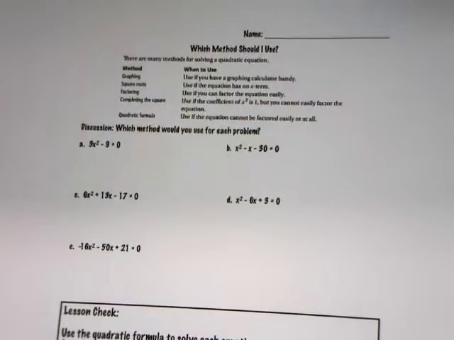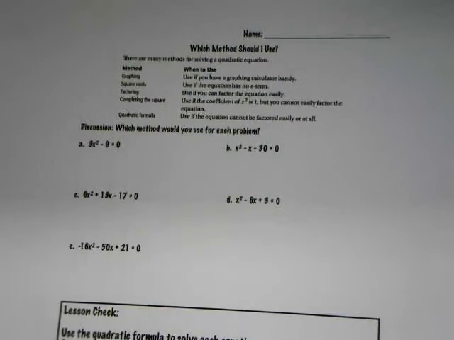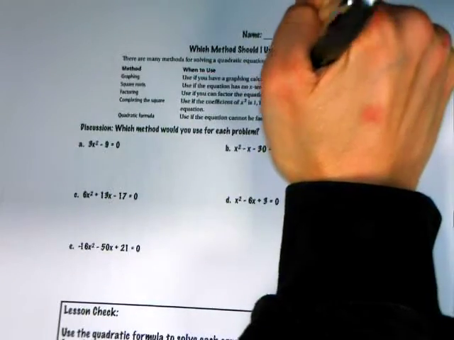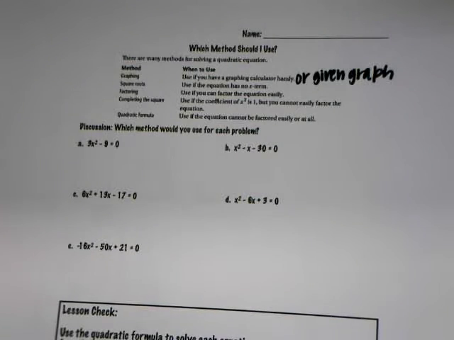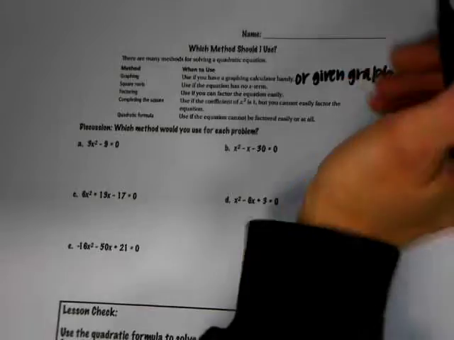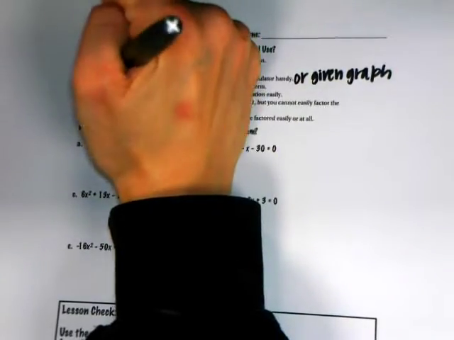So here's all of them. Graphing is listed there, but we didn't really consider that a method on its own. Graphing I would only ever use if you already have a graph made, or a given graph. I wouldn't go through and actually graph anything to try to solve it. So it says graphing, use if you have a graphing calculator handy or if you're given the graph. All you should be doing with that is looking at the picture and saying where it's crossing the x-axis. Otherwise, you're not going to use that method.